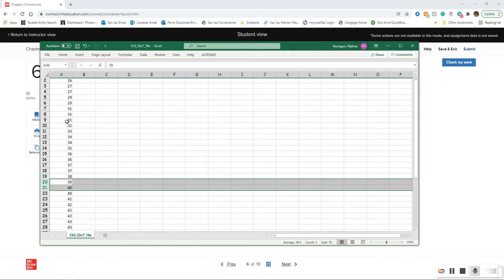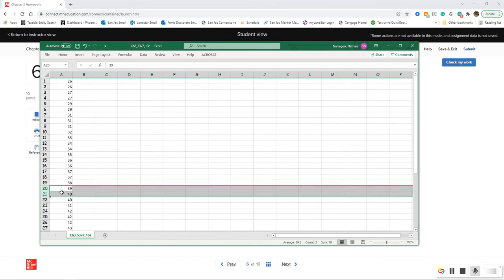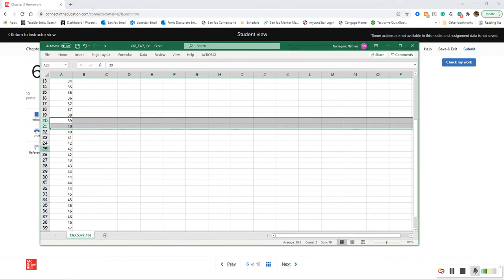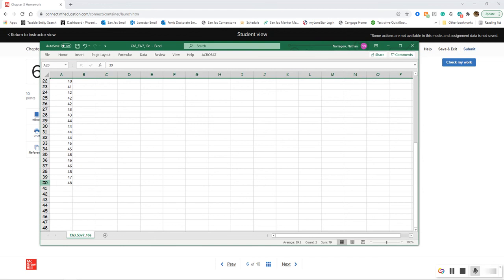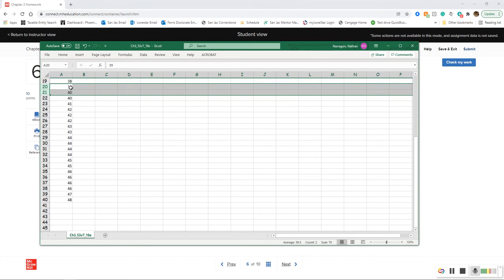So make sure that you have an even number. So I have 19 here. And if I count from 22 down, I should have 19 as well. 1, 2, 3, 4, 5, 6, 7, 8, 9, 11, 12, 13, 14, 15, 16, 17, 18, 19. Yep, 19. So these two numbers, 39 and 40, fall right in the middle. Since they're in the middle, I'm looking for the median. I have to find what falls in between these two.